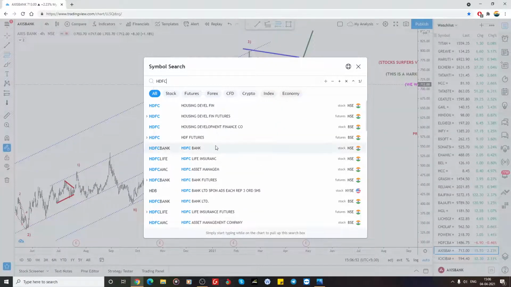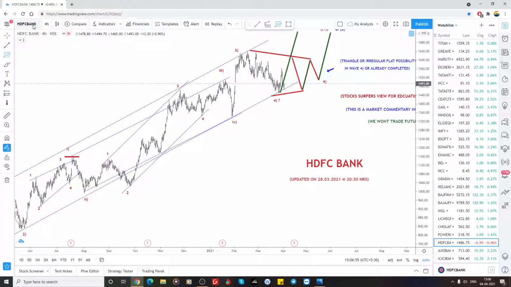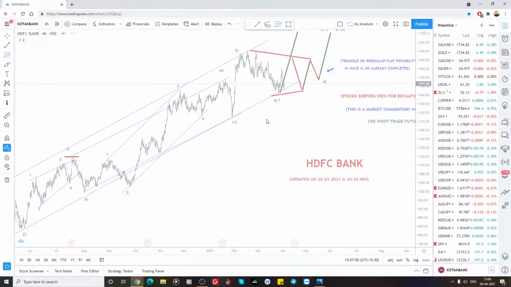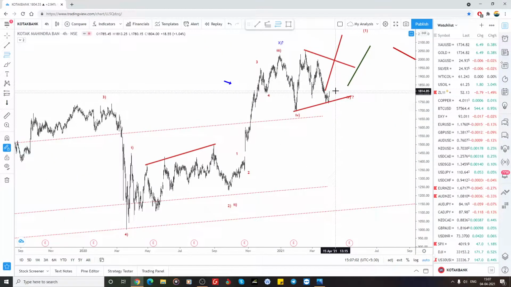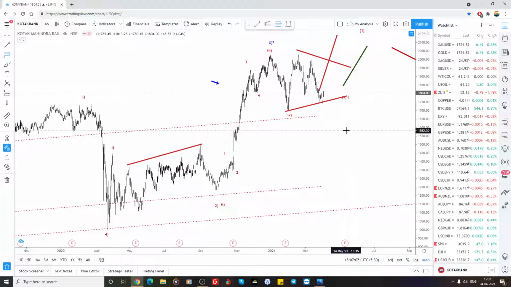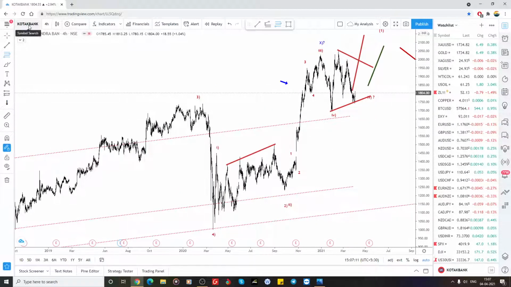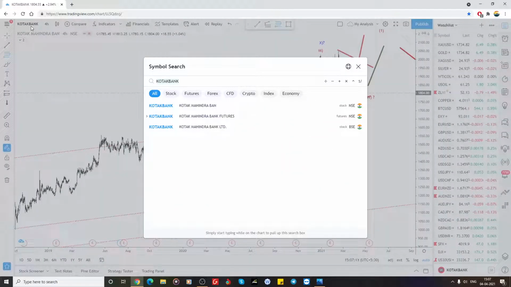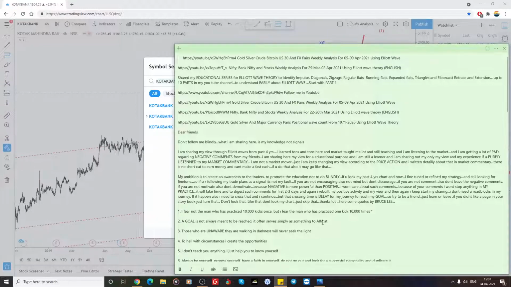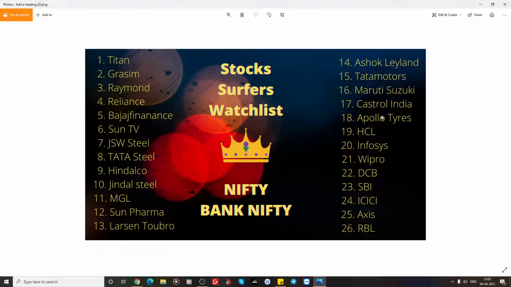HDFC same, and Kotak, that is also the same. So there is no change. I'm looking only for the fourth wave as a triangle, or whatever it could be, an irregular flat, and then the fifth wave, one more fifth wave ahead. So next, as per the watch list, we finished everything.